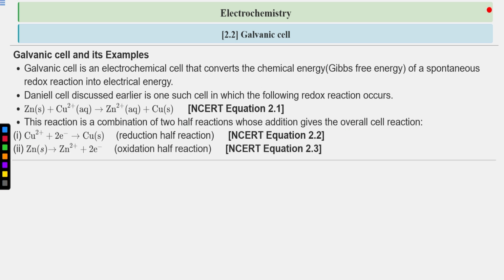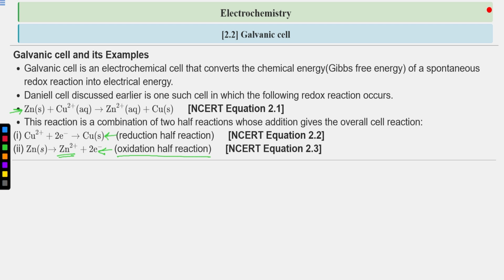Now, the second half reaction for this given cell reaction will be the oxidation half reaction. What will be the oxidation half reaction? In the oxidation half reaction, oxidation is happening, that means the releasing of electrons. So zinc releases its 2 electrons and becomes zinc 2 positive from the neutral state. Zinc in the neutral state is converting to zinc 2 positive, and this is the oxidation half reaction.